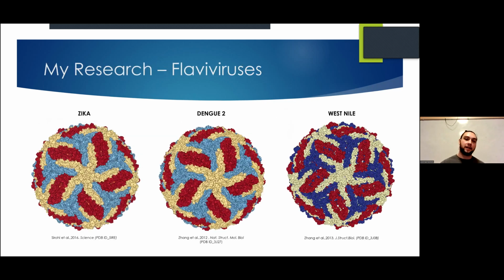So this brings me finally to my research, specifically with flaviviruses. What we can see here are three structures of three different species of flaviviruses. We have Zika virus, that maybe some of you have heard of, which caused a global pandemic in 2017. We also have dengue virus, right here in the middle. Dengue is something that is widespread throughout the globe, and we'll get into that soon. And then we have West Nile virus.